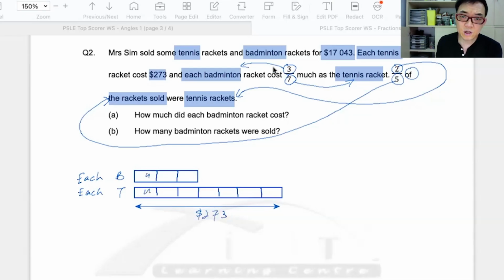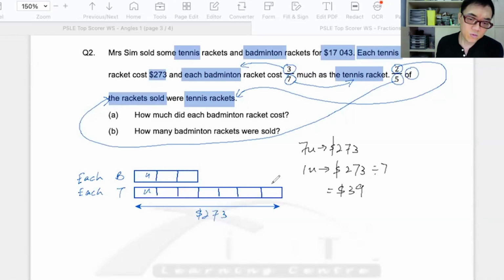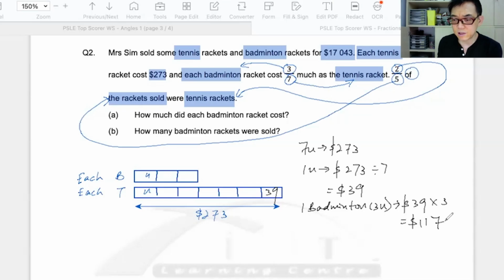So if 273 is 7 units, how do I find 1 unit, Isaac? Divided by? Very good. So what is 273 divided by 7? It's 39. Very good. So if 1 unit is 39, then if I want to find the price of the badminton racket, find 3 units. So what do I do? 39 times 3, right? Okay, good. So that gives you your 117, which is your first answer for part A: how much is the price of each badminton racket? So you have found it over here.